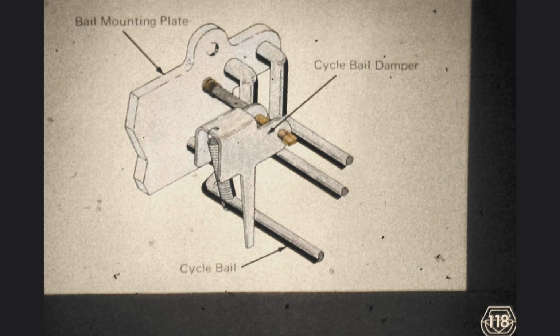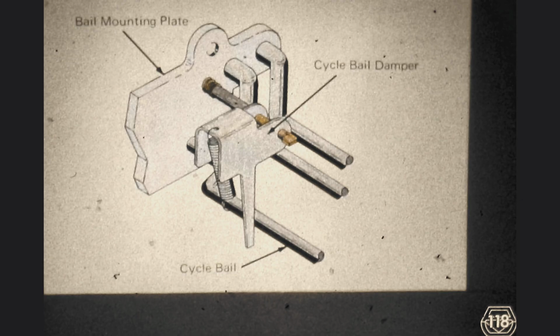On older machines, you will find this cycle bail damper installed on the right and left sides of the cycle bail. The objective of this device is to prevent the cycle bail from bouncing at the end of a print cycle after it has returned to its rest position against the cycle bail up stop. New machines no longer come equipped with this cycle bail damper.